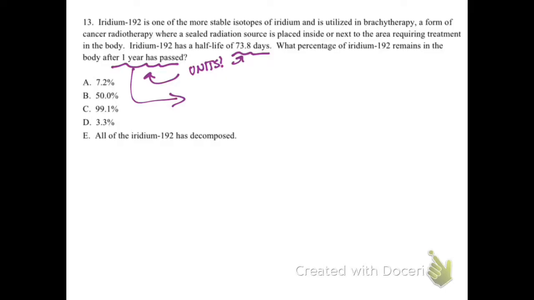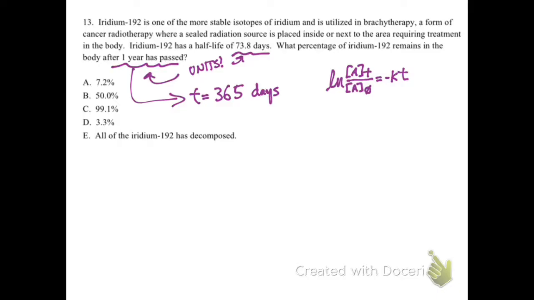So, 1 year is equal to 365 days. Now, everything is nice and in appropriate units. We can plug into, once again, our old friend, the first order integrated rate law. Remember, all nuclear decay is first order. All right, so I'm going to calculate K.